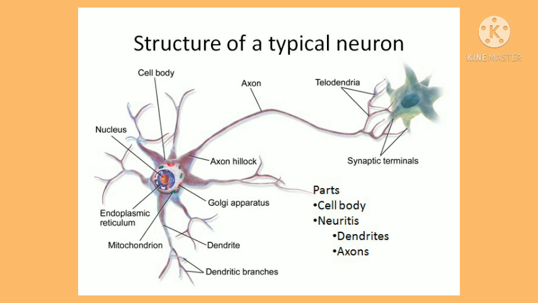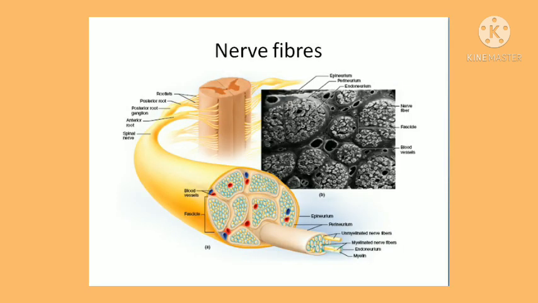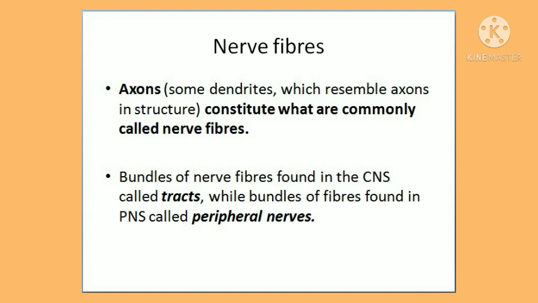Then at the end of the axon, which divides into minute branches and forms a synaptic terminal, which joins with another neuron's dendrites. Next we are going to learn about nerve fibers. Nerve fibers are formed by axons or some dendrites which resemble axons in structure. The bundles of nerve fibers found in the central nervous system are called tracts, while bundles of fibers found in the peripheral nervous system are called peripheral nerves.